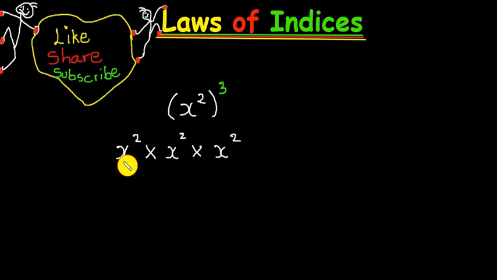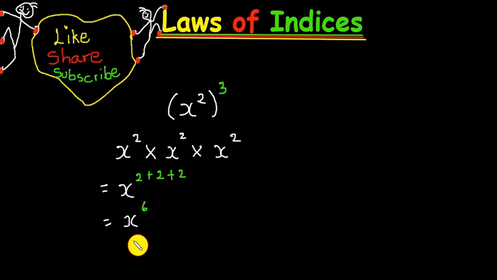X to the second power multiplied by itself 3 times, and that is what the 3 outside the bracket means. Let us simplify this. The first rule says that when the bases are the same, we keep the bases and we add their powers. 2 plus 2 plus 2. This will give us x to the 6th power.